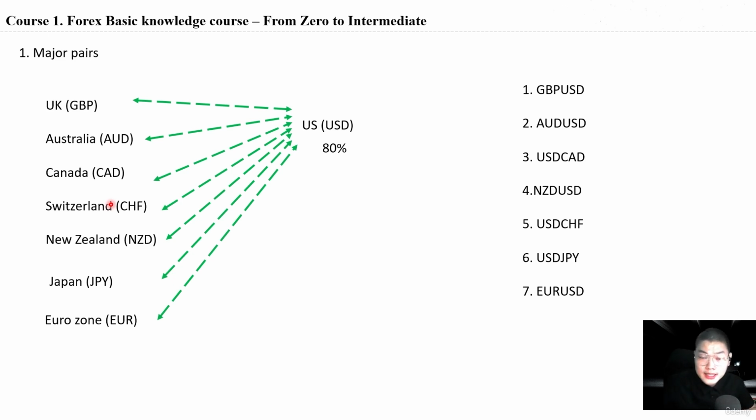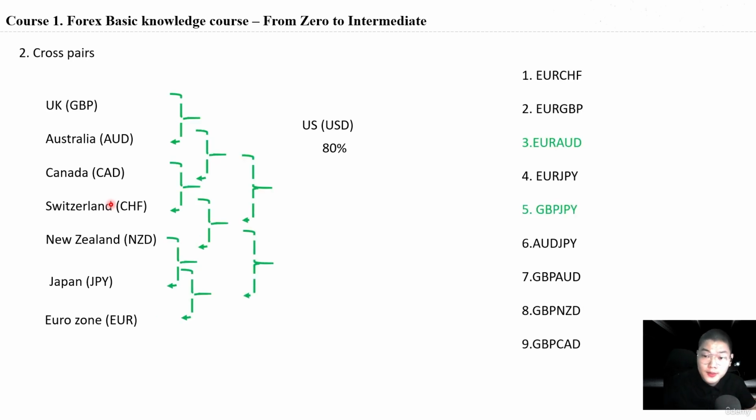And then the next one is the cross pair. Cross pair means the currencies are crossed together, not related to the USD. We have 9 cross pairs here: EUR CHF, EUR GBP, EUR AUD, EUR JPY, GBP JPY, AUD JPY, GBP AUD, GBP NZD, and GBP CAD. On these pairs, I recommend you trade 2 pairs first of all: EUR AUD and GBP JPY.